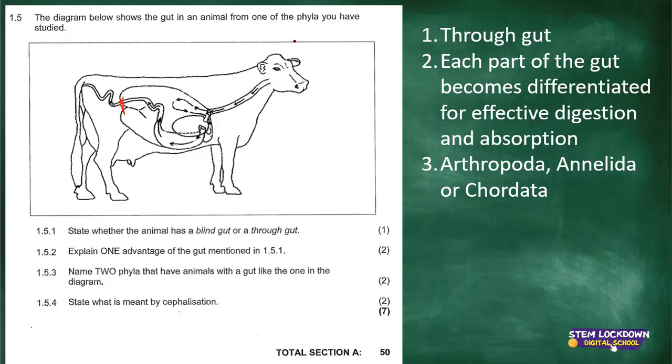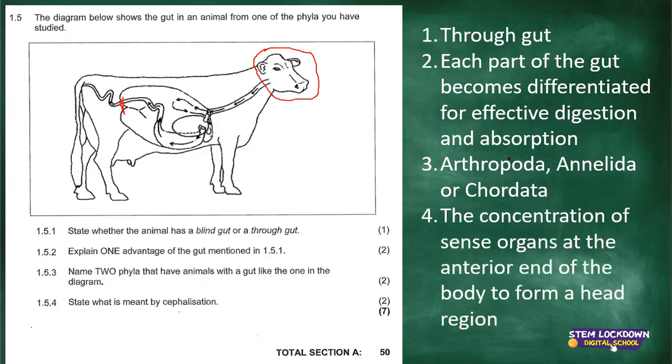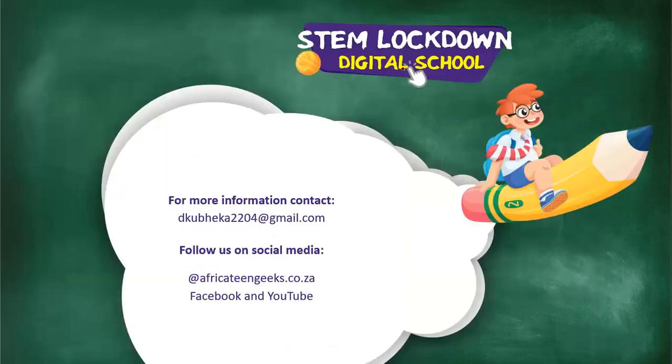The brain is the computer of the body, right? So all processes are processed over there. And it made sense that over time, those regions moved up into the anterior region of the body. And you'll notice a lot of organisms are like that, right? They have the head region at the top, and then all the rest of the body in the other parts. So this is the concentration of sense organs at the anterior end of the body to form a head region. So thank you so much, Mukhle, that was correct. Okay, that was it for that one.